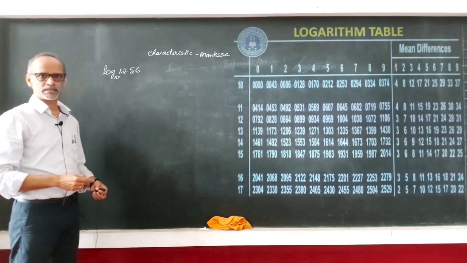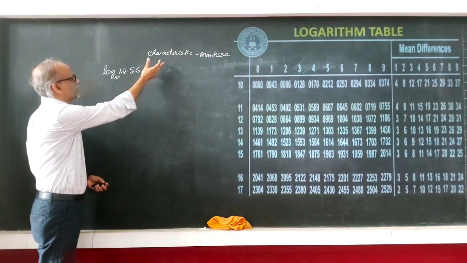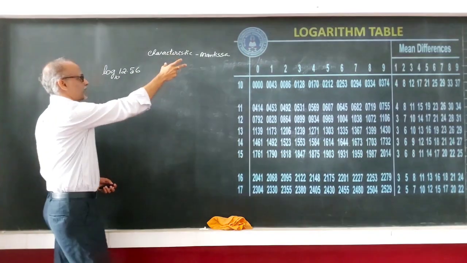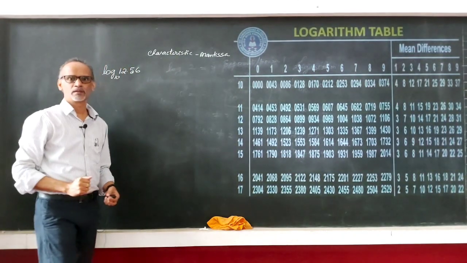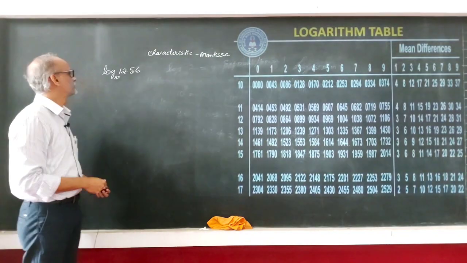How to find the characteristic? Just by observing the number and by analyzing, you can find the characteristic. How to find the mantissa? You have to make use of this log table, or it is also called the Clark's table.